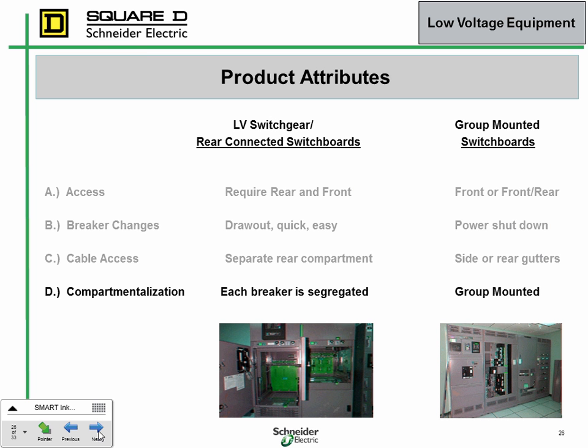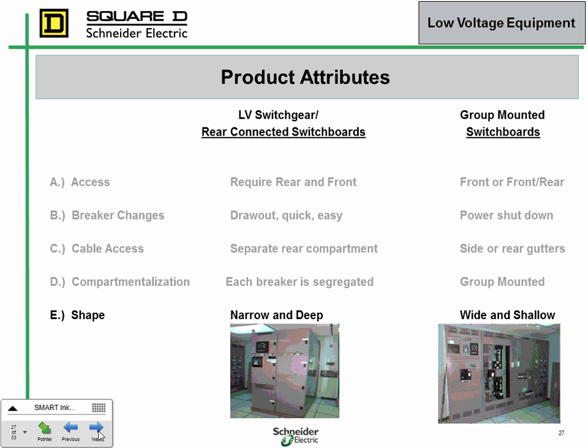And the idea, guys, is if you have a short circuit or a ground fault in one section, the fire is not going to spread right through the switchgear and burn the neighboring sections. Correct. Narrow and deep, wide and shallow.